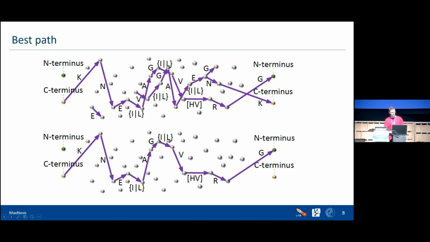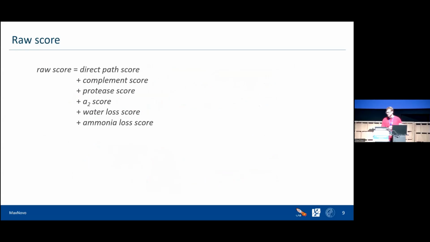In a recursive search, we construct different paths, complete and incomplete, and then we score those paths and choose the best scoring path we have, which will be our best solution. And the main question is, how do we score these pathways? This is what the raw score is for. It consists of different parts, which I'll explain now, and the main one is the direct path score.